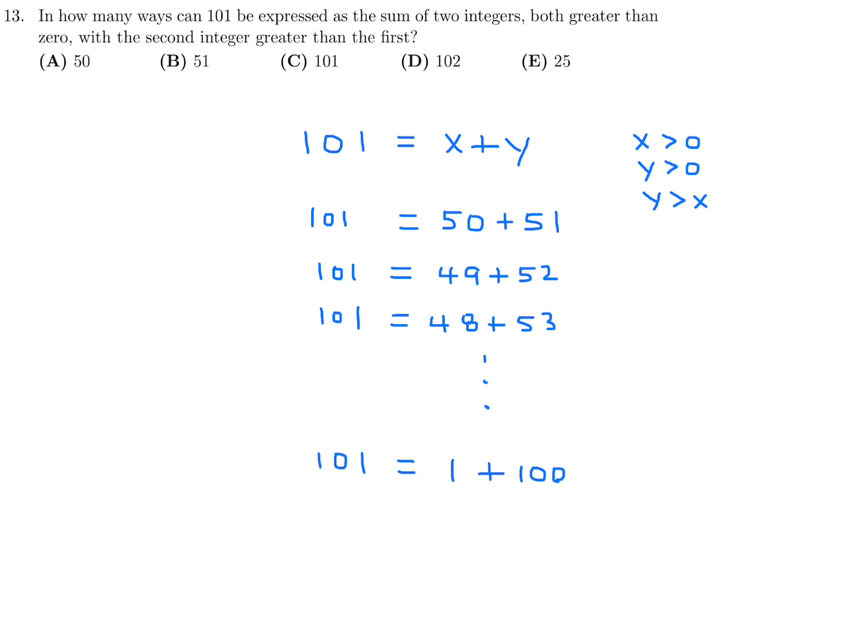So this is pretty straightforward. It's all the way from 1 to 50. So there's 50 of these scenarios. So number 13, the answer is A.